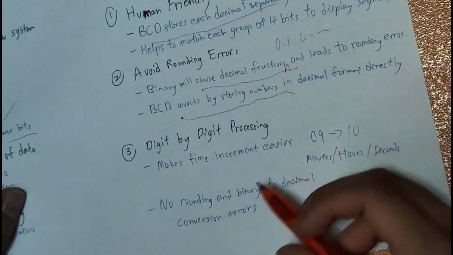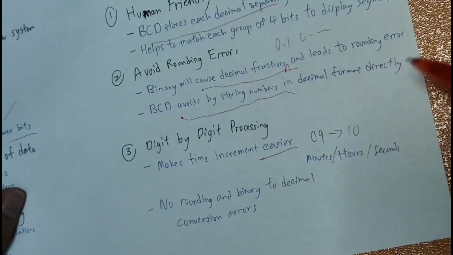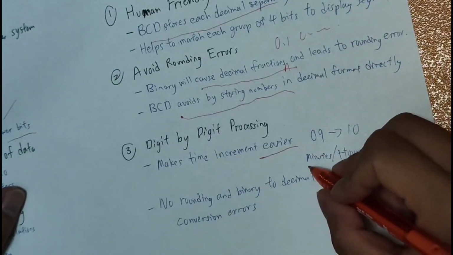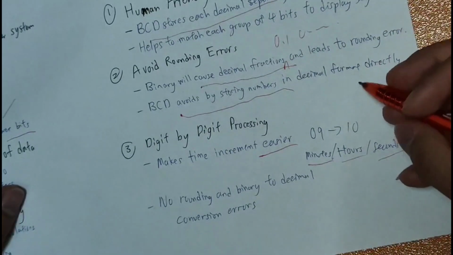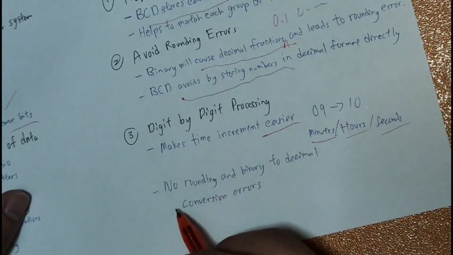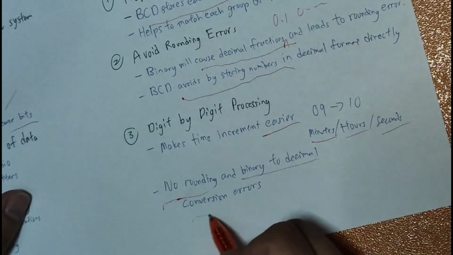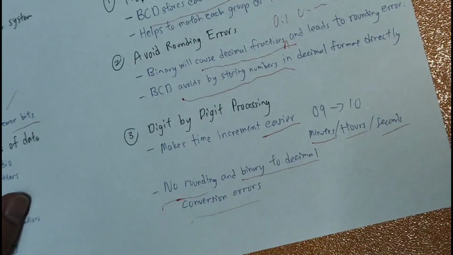And the last point is it is digit by digit processing. So what does it mean? So it makes time increment easier for the digital clock. Since it goes like 09 to 10, whether it is minutes, hours or seconds, it can just increment the value directly. So it has no rounding and binary to decimal conversion errors. So BCD will make it easier instead of using binary.